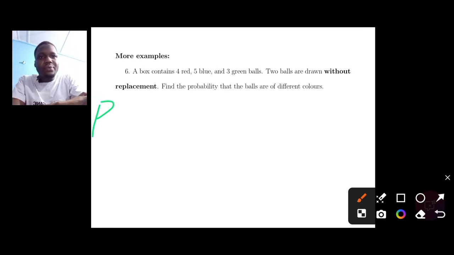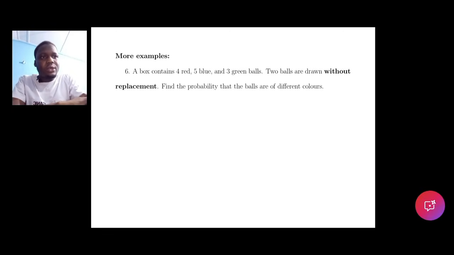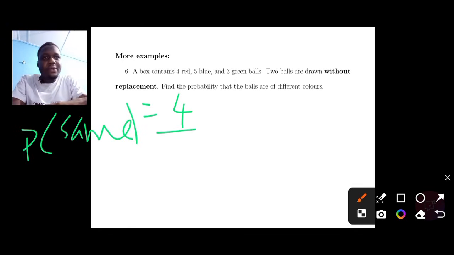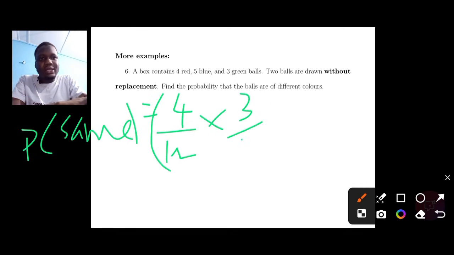Okay, so let's do that. So red, red. Let's do it together. So the probability of same is equal to red, red. So we have 4 reds out of a total of 4 plus 5, 9 plus 3, 12. So first one is red and second one is red, just as we saw. So this is an application of what we've done. The first one is red and the second one is red.